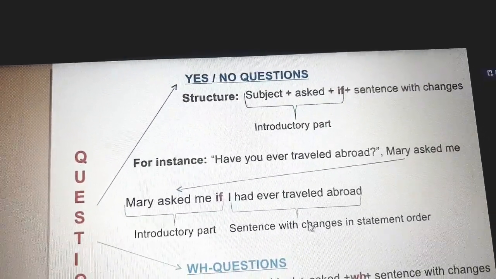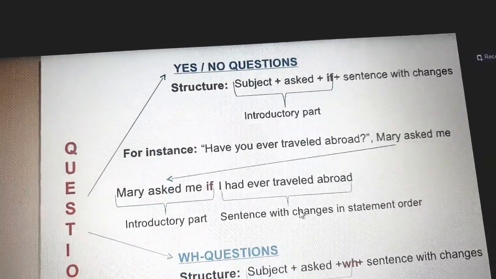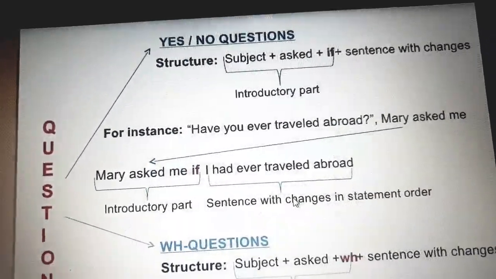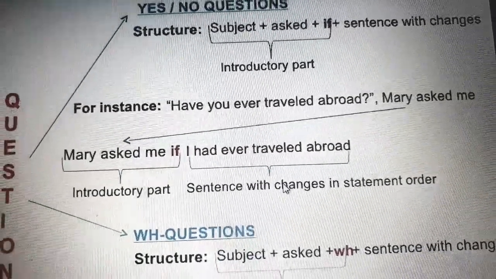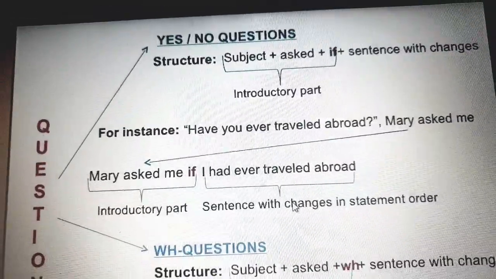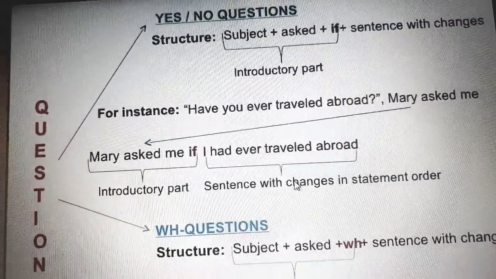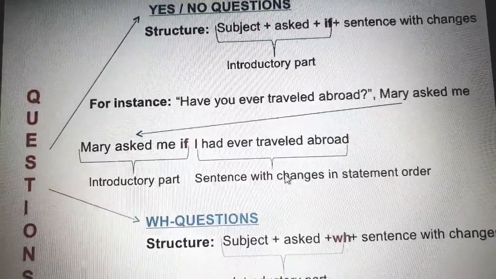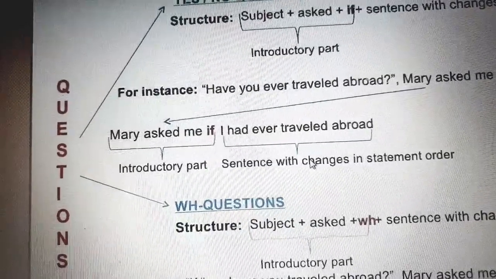Let's look at this example to make the idea more clear for you. Have you ever traveled abroad? Mary asked me.